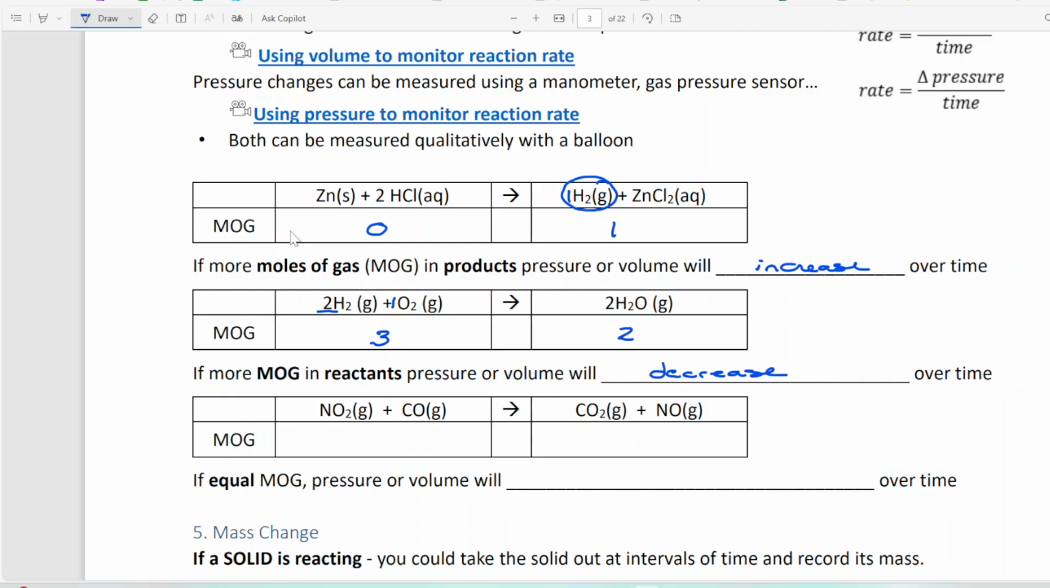Whereas if you had something that didn't have any gas, or maybe had equal moles of gas on each side. So, for example, for this one you have 1 and 1, so you have 2 moles of gas on the left, and you have 1 and 1, you have 2 moles of gas on the right. So, if equal moles of gas, the pressure or volume will not change over time. So, you wouldn't be able to use pressure or volume to monitor the rate of this reaction.